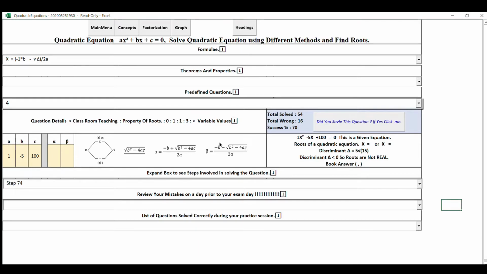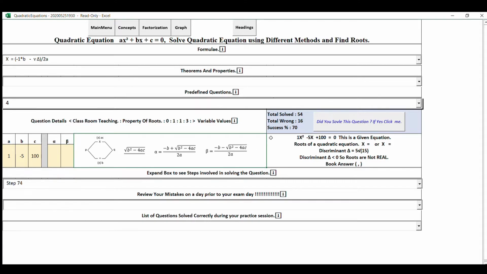Now how do these three possibilities work? Let's look at the first possibility. b square minus 4ac is a positive number. In that case, minus b plus the square root of a positive number, or minus b minus the same square root of the number, gives you two possible values. That is the reason you get two possible values of x. So when b square minus 4ac is greater than 0, you get two possible x values. That is what is given in these properties.